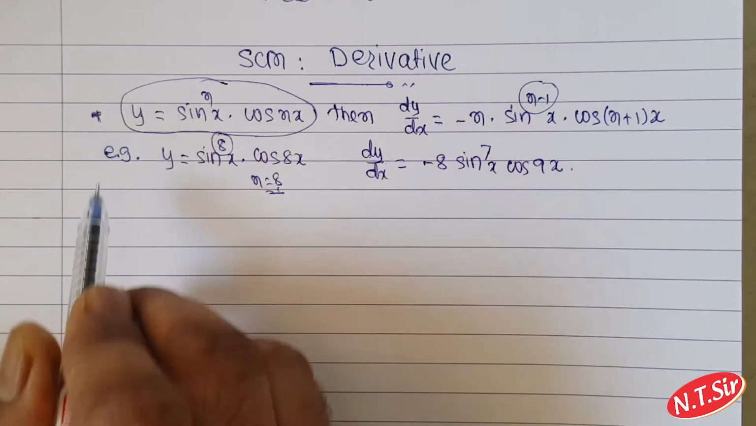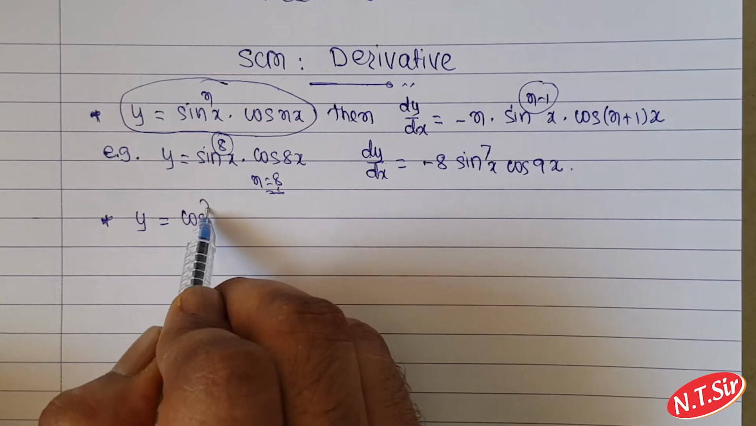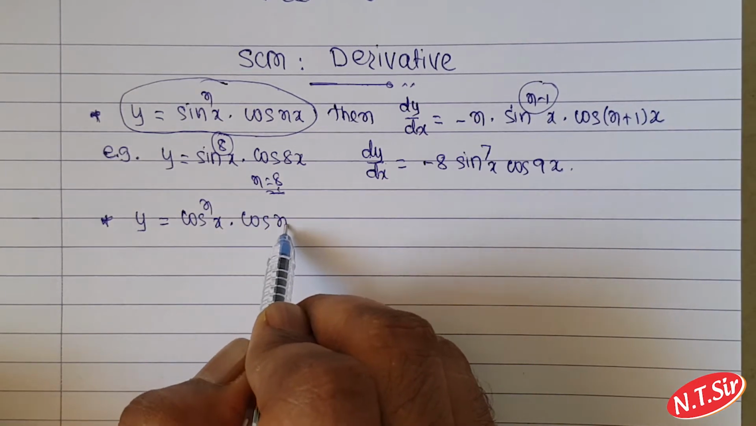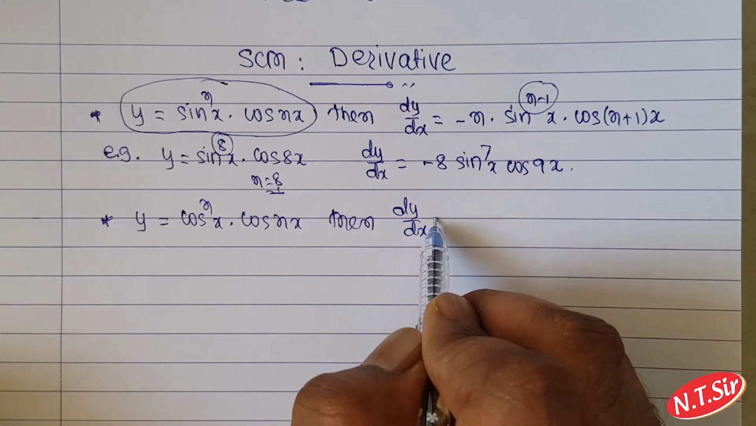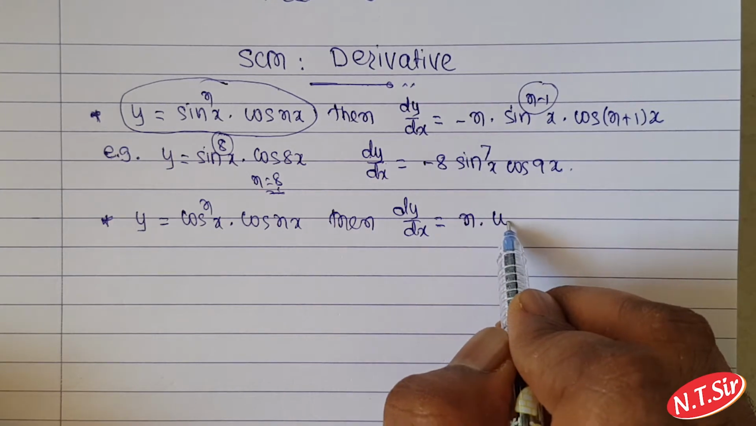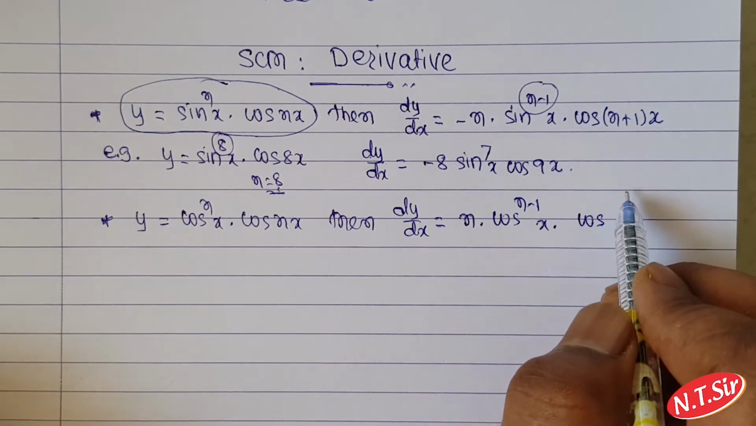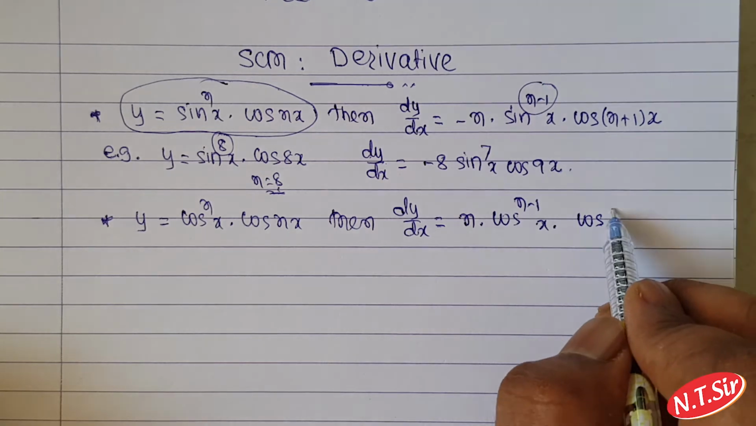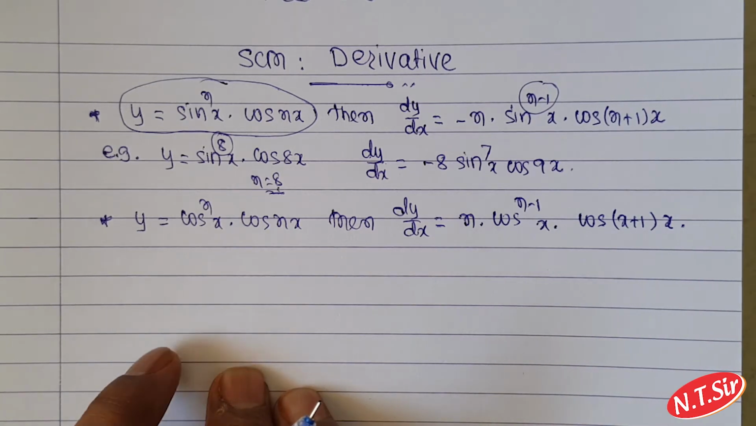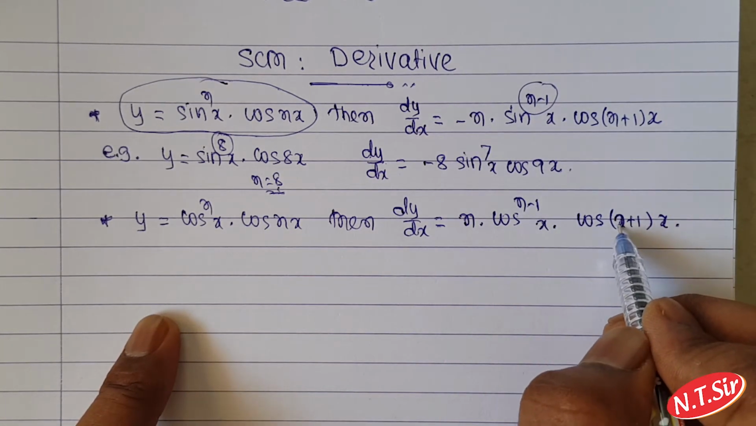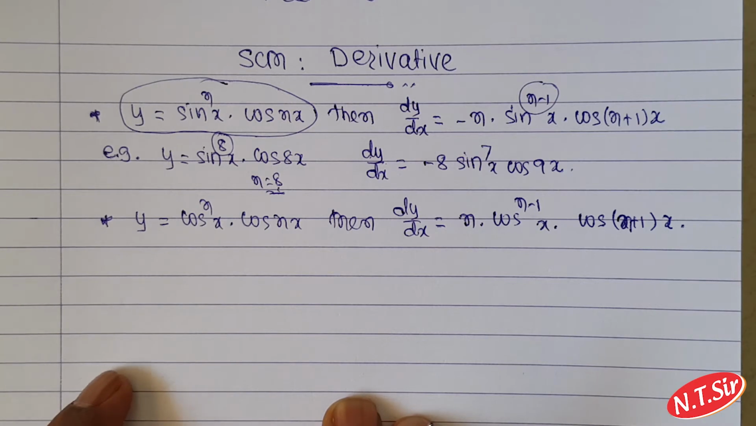Similarly, another formula: suppose you want to differentiate this type of function, y = cos^n(x) cos(nx). Then the derivative dy/dx = n cos^(n-1)(x) cos((n+1)x).